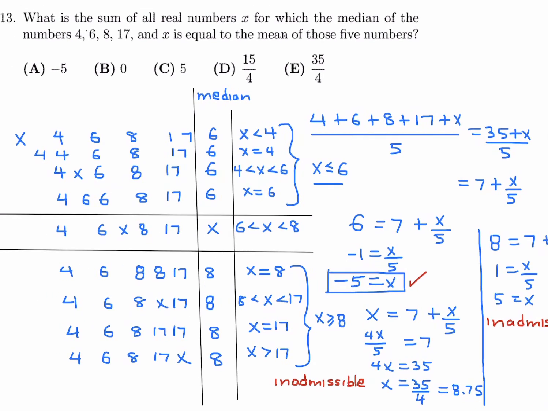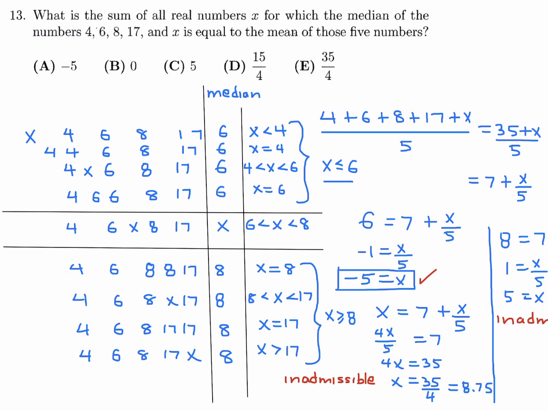So that's it. What is the sum of all real numbers? Well, there's only one real number, and it's negative 5. So the sum of that is just itself, negative 5. The answer is A.